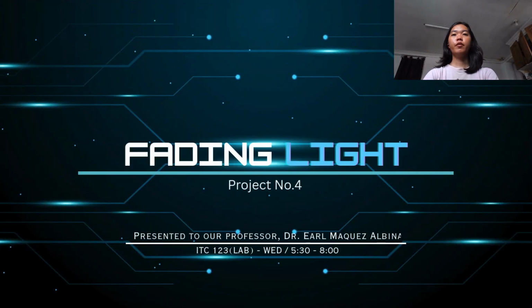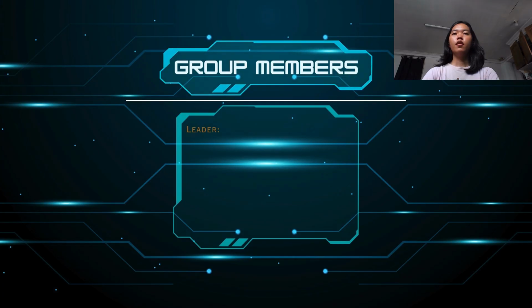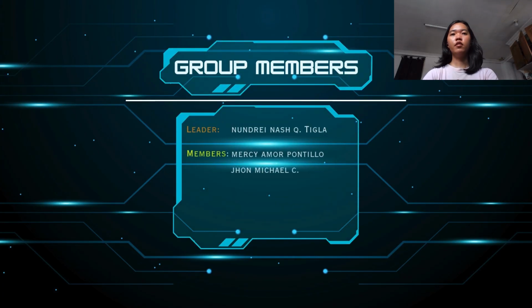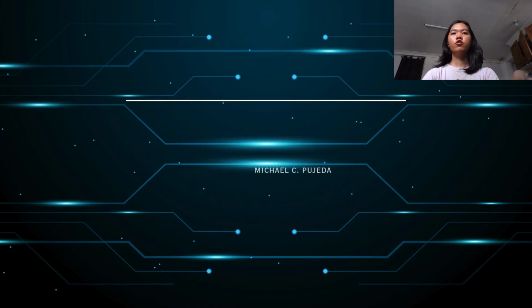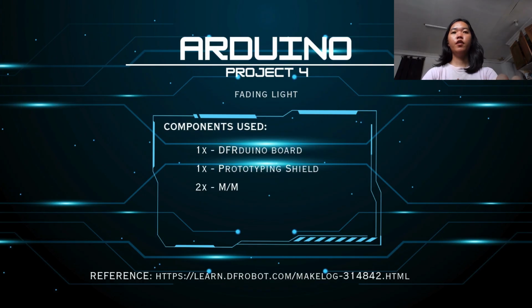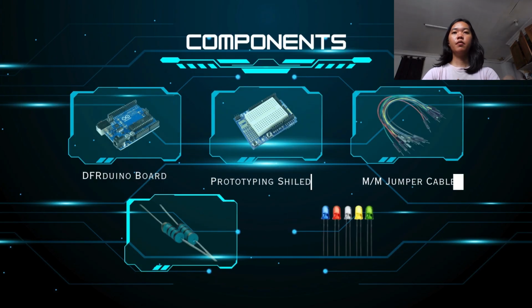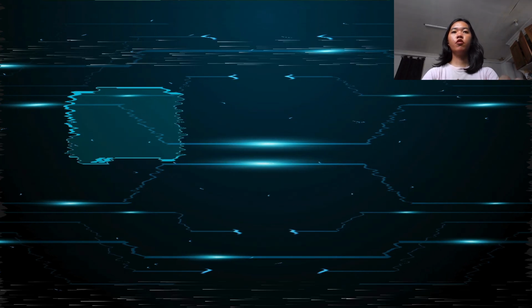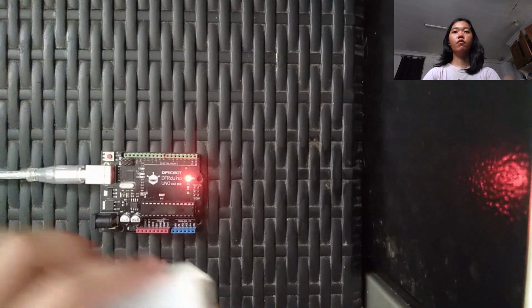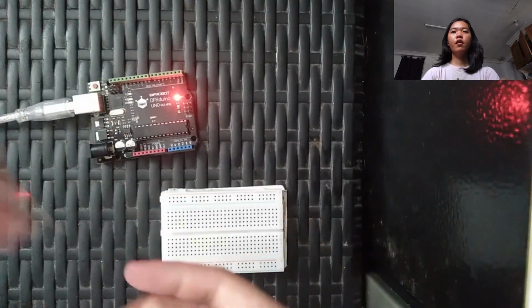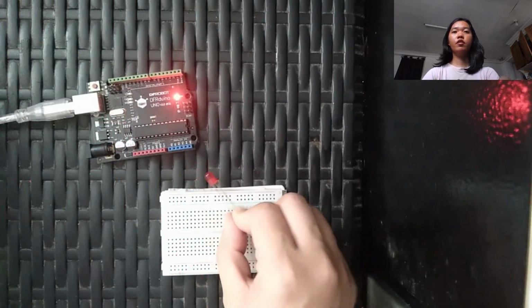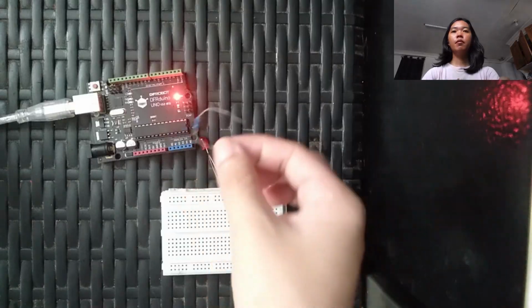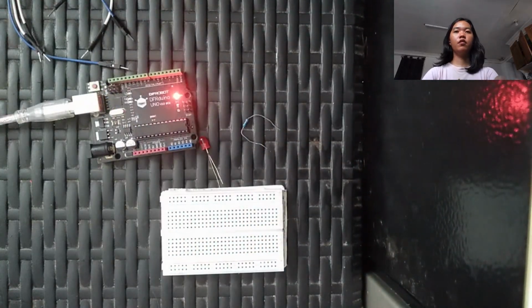Good day everyone, this project is called the fading LED using Arduino. Instead of simply turning the LED on or off, we control its brightness so it fades in and out smoothly. This effect is made possible using pulse width modulation, or PWM, which controls how much power the LED receives over time. This technique is widely used in creating mood lights, dimmable lamps, and visual effects in electronics.